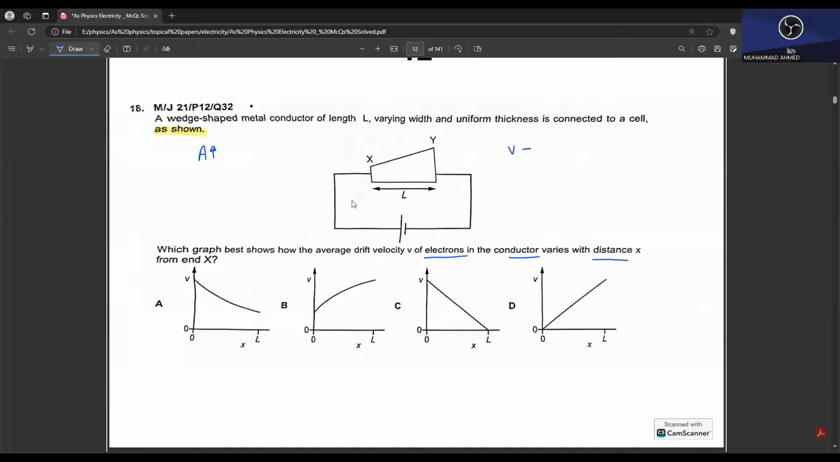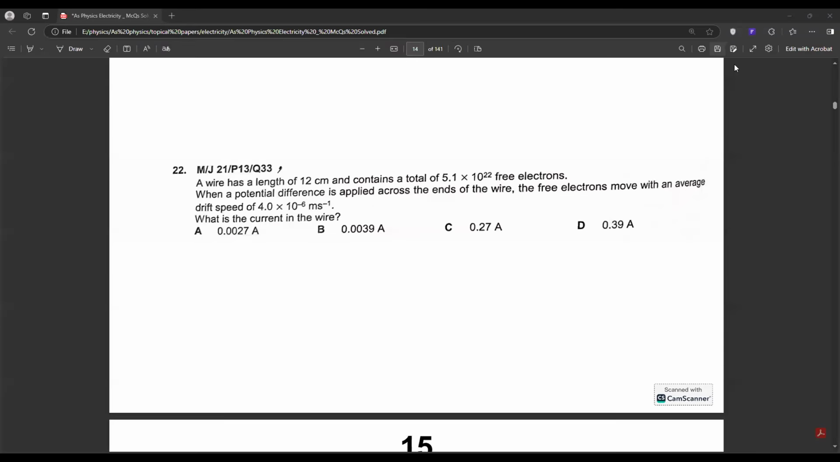We have studied that drift velocity is equal to current over NAQ. Can you realize that drift velocity and area are inversely proportional? A will be your answer. Simple as that. Let's further move ahead.